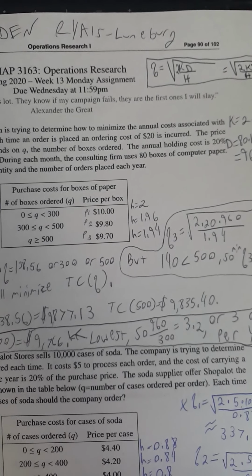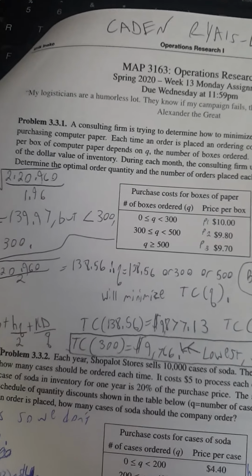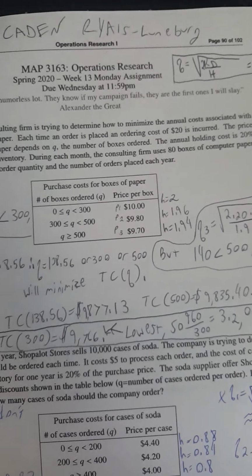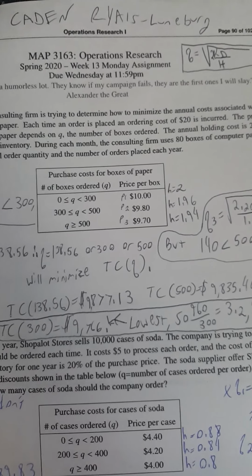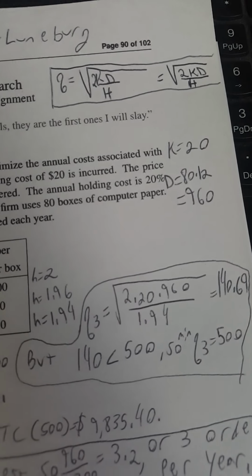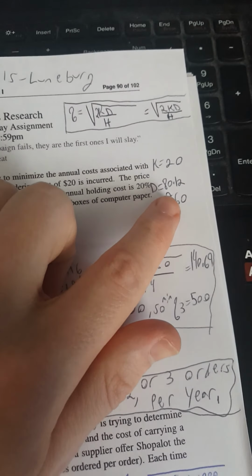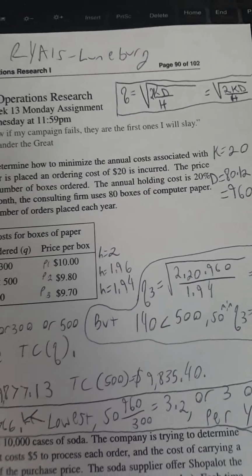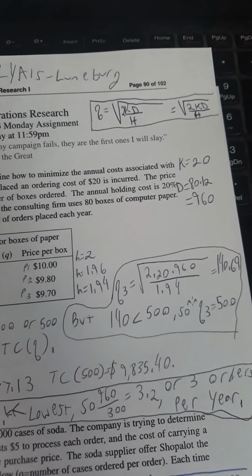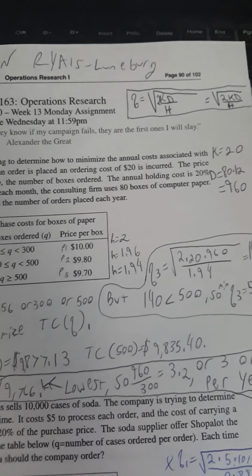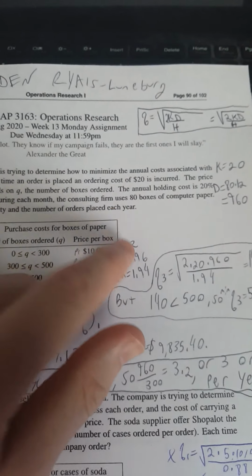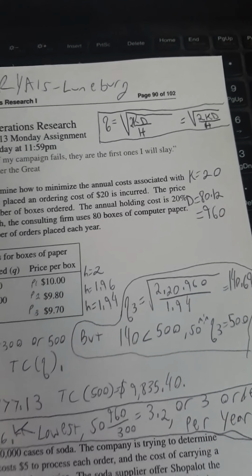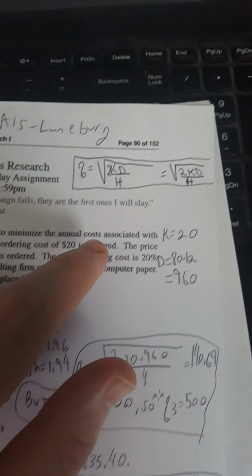Now, what is left in the problem to unpack? During each month, the consulting firm uses 80 boxes of computer paper. So each month, that's 80 boxes. We'll multiply 80 times 12, since there's 12 months in a year. 80 times 12, we get 960. So our K is 20 because of the ordering cost of $20. Our demand, D, is 960 because it's 80 boxes a month times 12 months a year. So that's our K and that's our D, and these are our potential H's. That's all the things we need for our formula.